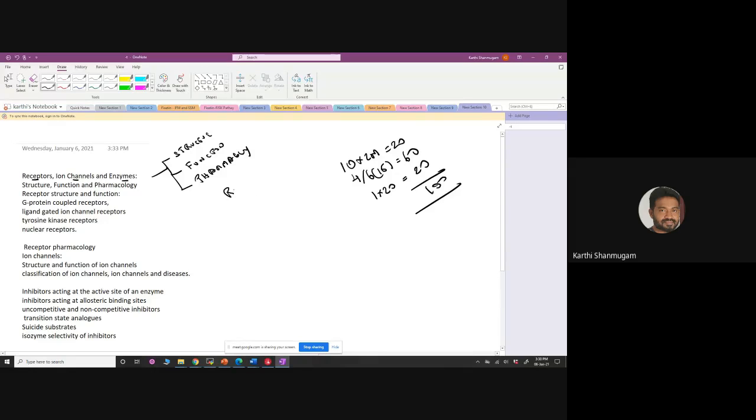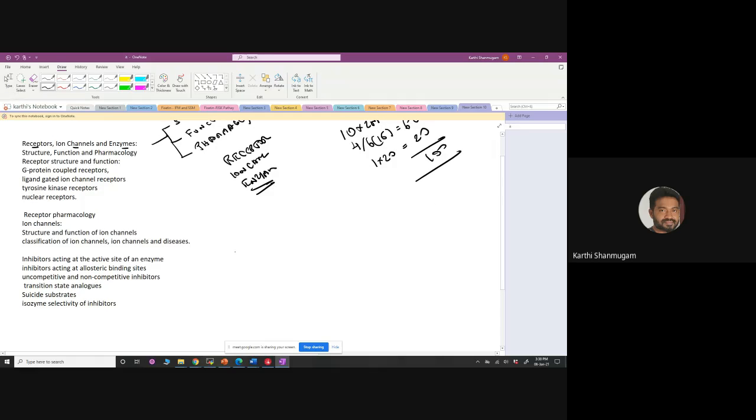One is the receptor. Second is the ion channel. Ion channel is also a kind of receptor. Then the enzymes. Let me start with the enzyme, because that's very simple. So what are the things we have to prepare for enzyme? The first thing is enzyme kinetics.